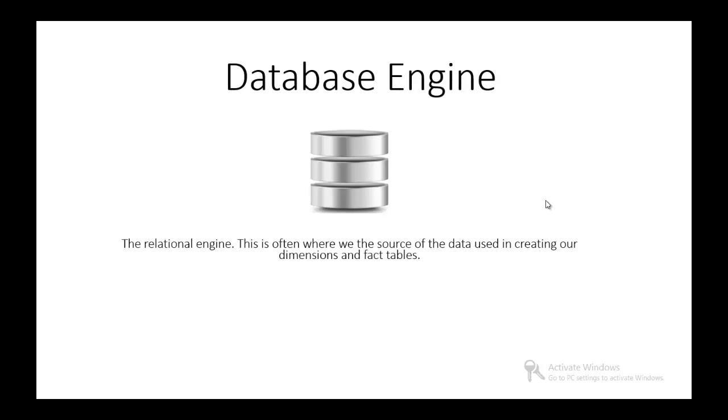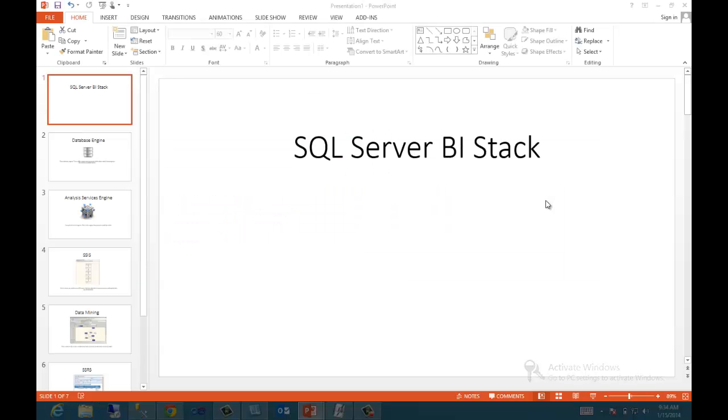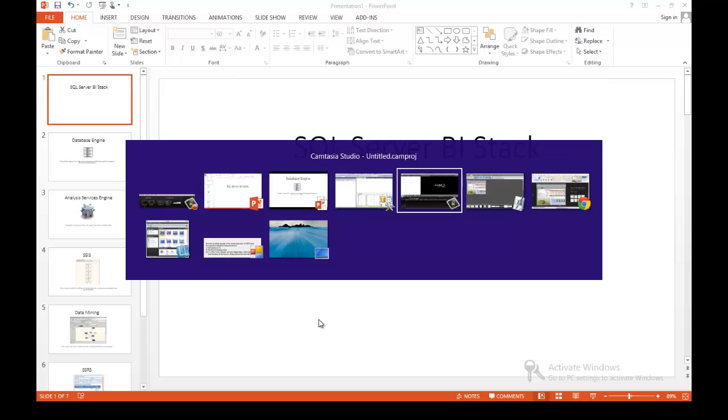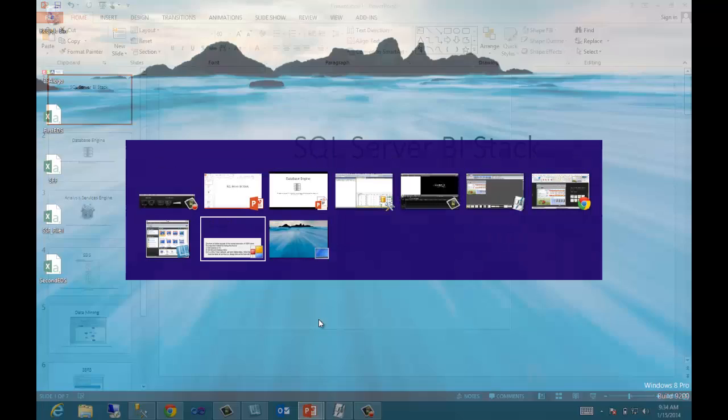Let's talk a little bit about the SQL Server BI stack. So the database engine is the relational engine. This is often where the source of the data is for creating our dimension tables and our dimension modeling and our fact tables. And we'll talk a little bit more about dimensions and facts here in a second. So let's go take a look at.